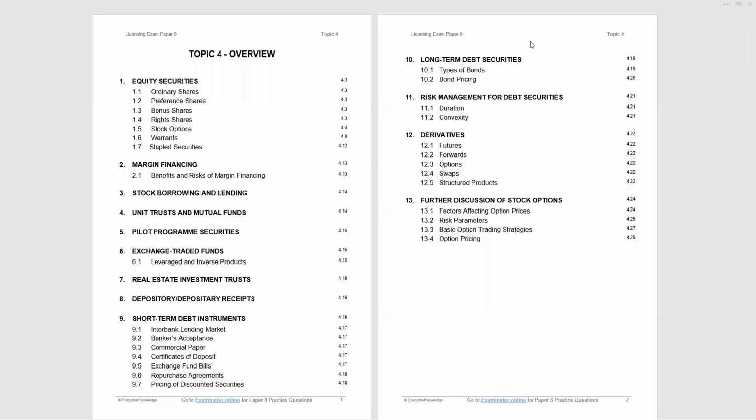Welcome to the short executive knowledge lecture on topic 4, paper 8 of the SFC licensing exams. This topic covers types of securities, and as we'll see, there are many types that we will have to consider, and it's a mainstream topic at paper 8. You're going to see quite a few questions on this topic.